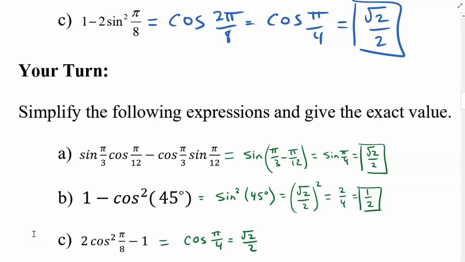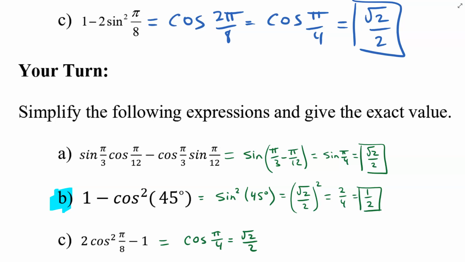Okay, here's what I got for answers. For the first one, it is a sine difference. I got sine of pi over 3 minus pi over 12, which works out to sine of pi over 4, which is root 2 over 2.